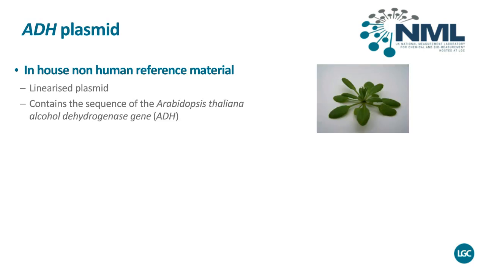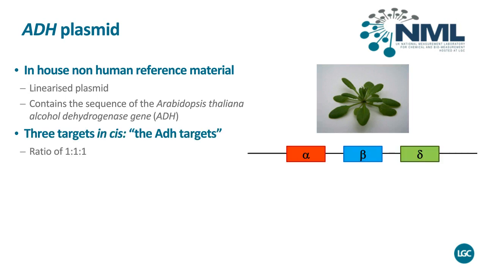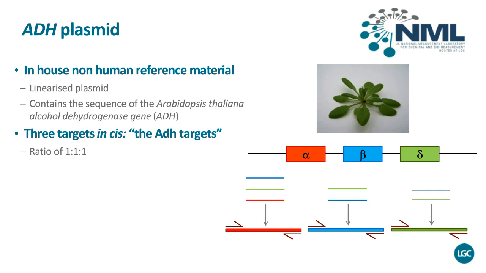So I just want to introduce you to the ADH plasmid quickly, which I mentioned earlier. This is one of our in-house non-human reference materials, and we use this a lot because we can spike it into various human-based samples, and we know it won't interfere with the copy numbers of the human targets. It's a linearized plasmid, and it contains a sequence of the alcohol dehydrogenase gene from Arabidopsis thaliana. We have 3 targets in cis. We call these the ADH targets. They're at a ratio of 1 to 1 to 1, so we know what the ratio is. And then we can design assays for each of those, called the alpha, beta, and delta assays.